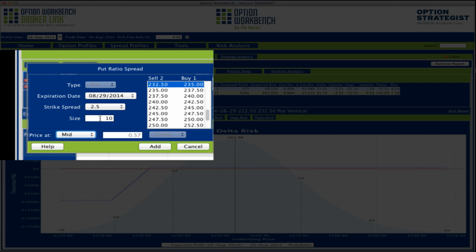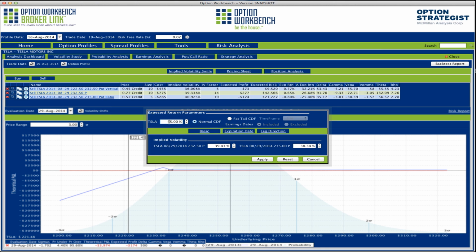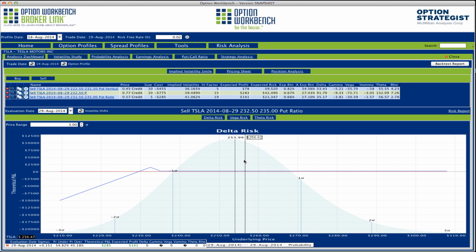So here I'm going to make this 5 lots, so I'm selling only 5 naked on this, and I've got a 57-cent mid price on that. And then here's my put ratio. Let me go in and do the volatility adjustment so that we're looking at apples to apples. Okay. So now my put ratio, well, it's at the bottom of the list right now, and the put vertical is still at the top, even though it's still got a nice expected return.